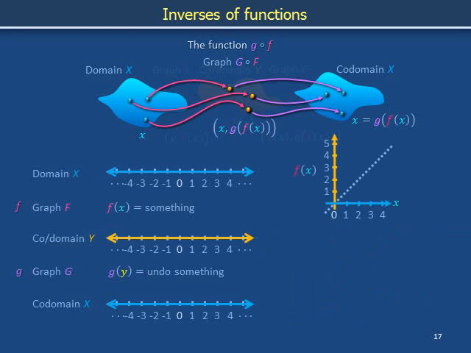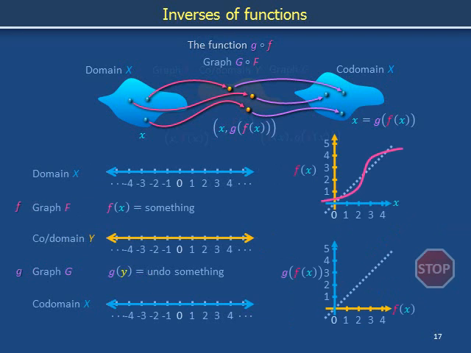Suppose that the plot of f on x versus x looks like this. This is little y versus little x. What do you think the plot of g on x versus f on x will look like? Please pause the video to consider for a moment.